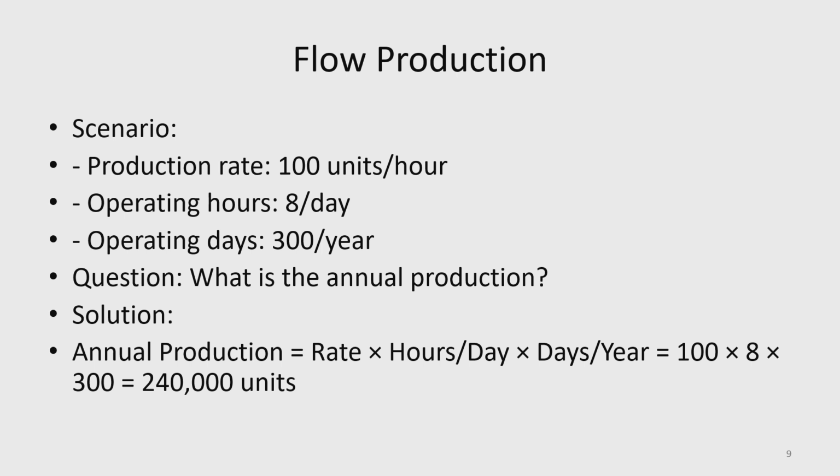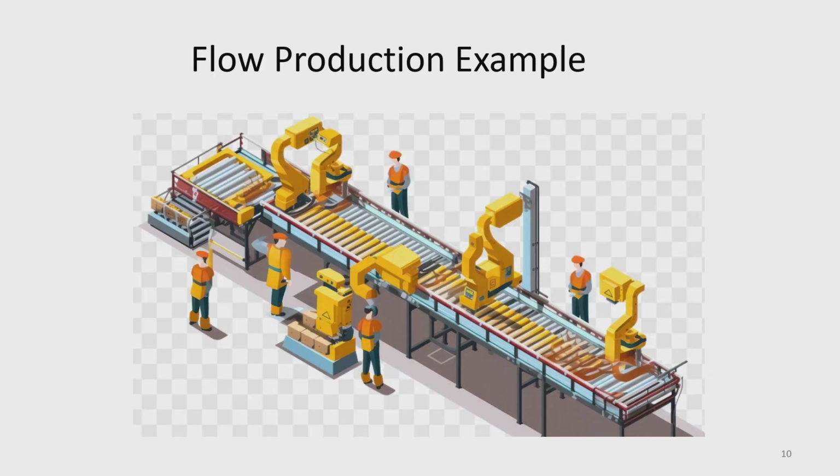So annual production is rate into hours per day into days per year. That means 100 units per hour. So how many hours are there? 8 hours per day, but total days are 300. So 8 into 300 into 100. So it will come out to be 2,40,000 units. Like that, simple top level calculations, decisions everybody can do, and we can find out about flow production. Okay.